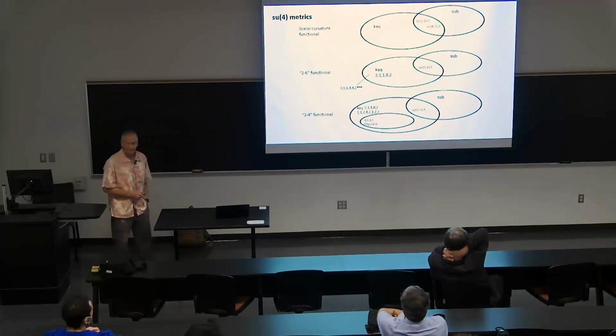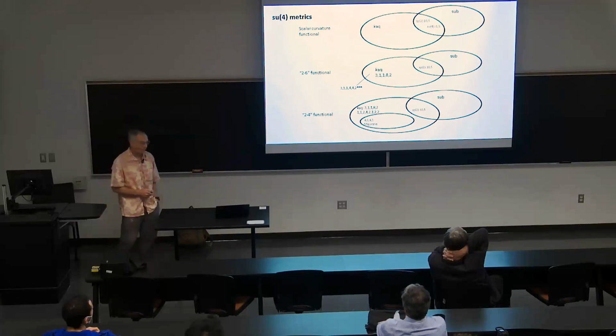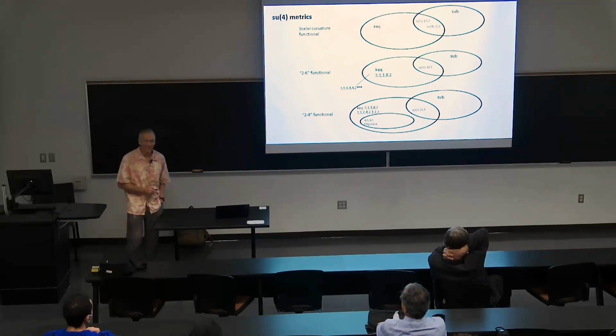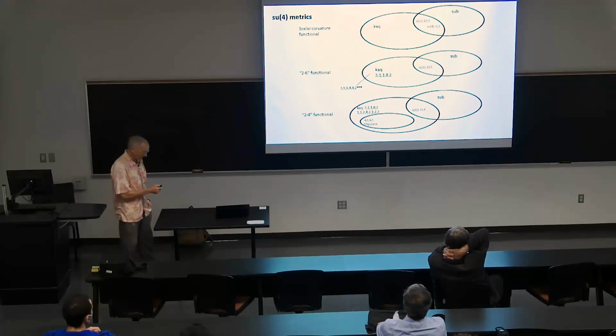So here's data from the numerical studies, and I have to thank Microsoft for their tolerance. I don't know how much money we spent, but we spent a lot. So in the first functional, scalar curvature, that we considered, we found local minima, but as I said, we had to cheat to find these local minima.